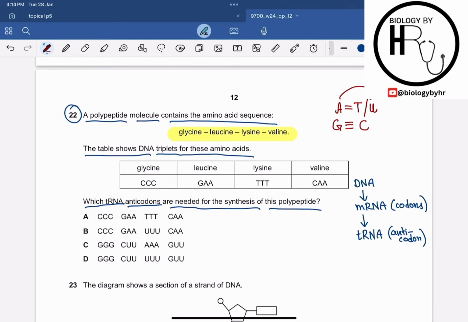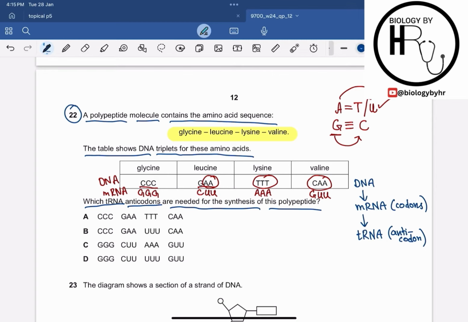Now let's make the sequence. In the DNA it is CCC, so it will be complementary to the base G. So we will write GGG over here, then GAA. G will be complementary to C, and in place of A you will write U, because the base pairing of A is with U. Now there is TTT, which will be AAA, right? And CAA will be transcribed as GUU. Right, now this is the mRNA sequence, which is the codon sequence, and now comes the anticodon sequence.